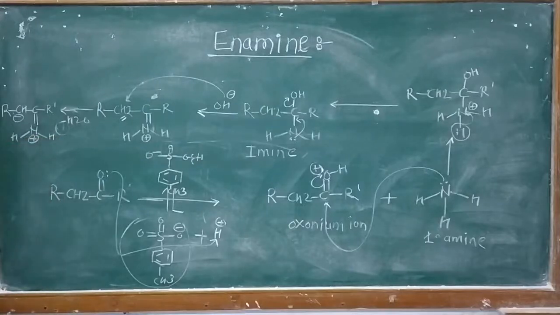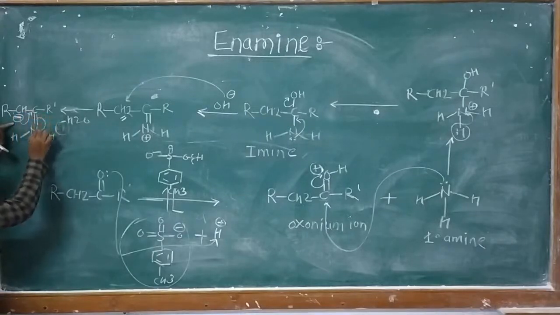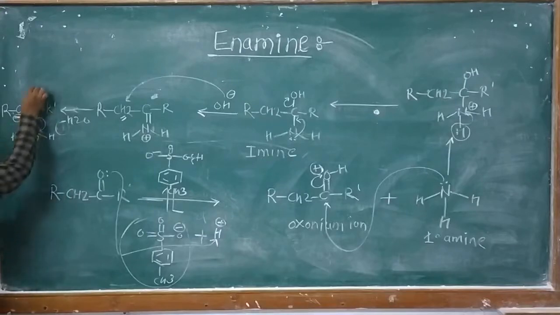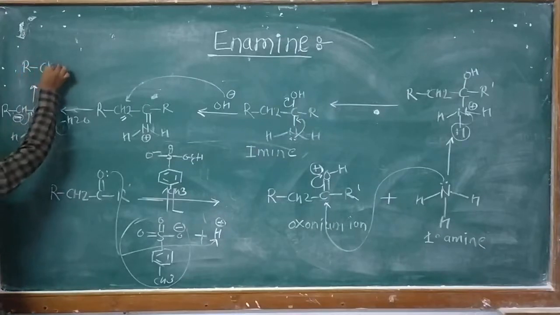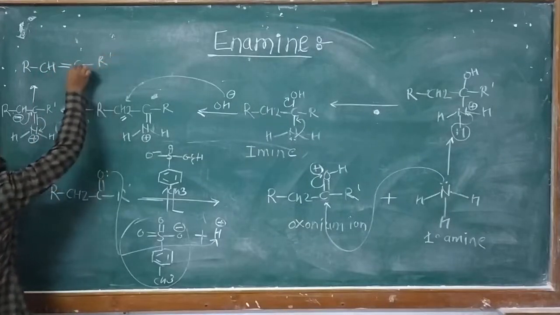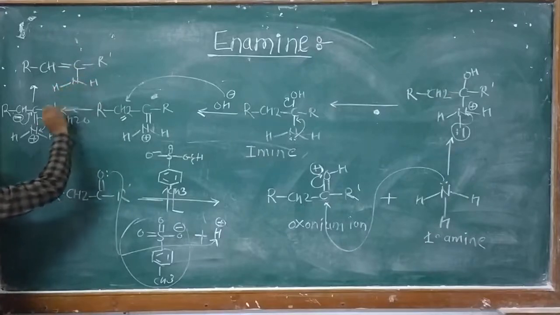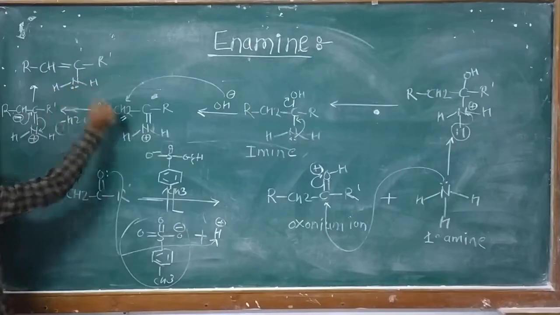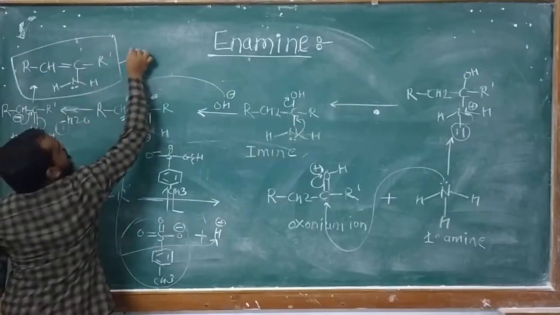Okay, so this negative charge of carbon is delocalized with this pi bond. So this negative charge is shifted here and this pi bond shifts toward the nitrogen, and nitrogen stabilizes its positive charge, and we will get our final product R CH double bond C R dash single bond N, one hydrogen and one hydrogen, and nitrogen regains its lone pair. So this product is called enamine.